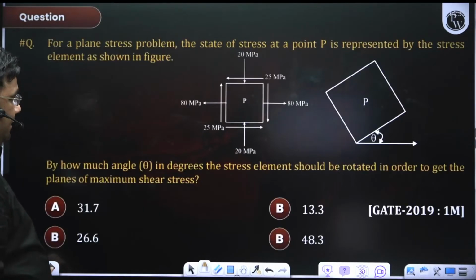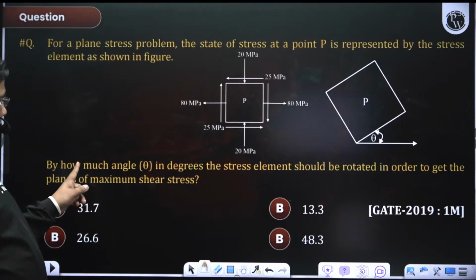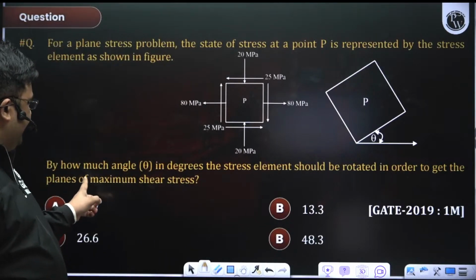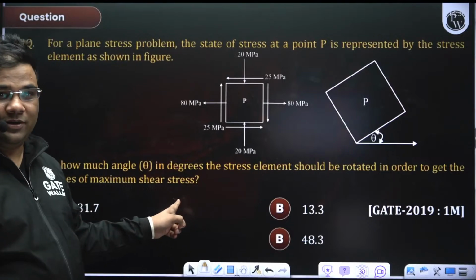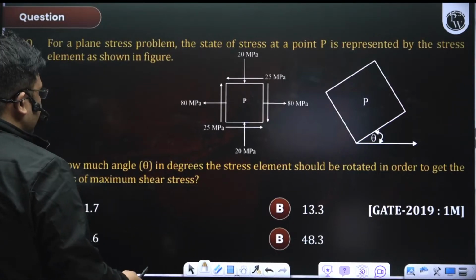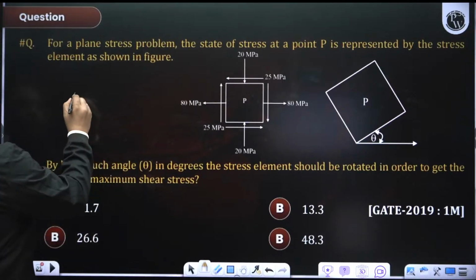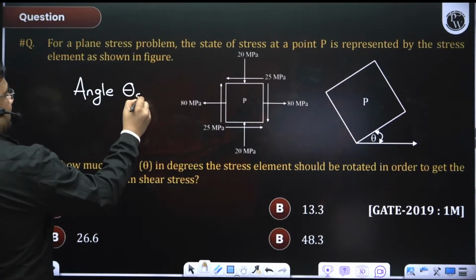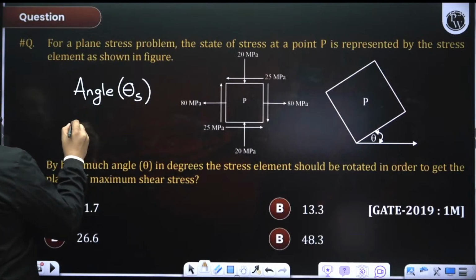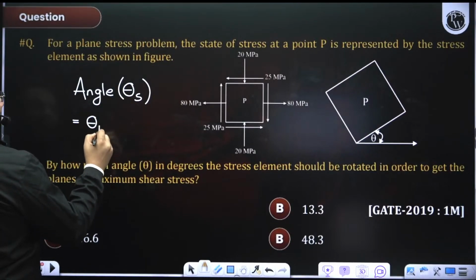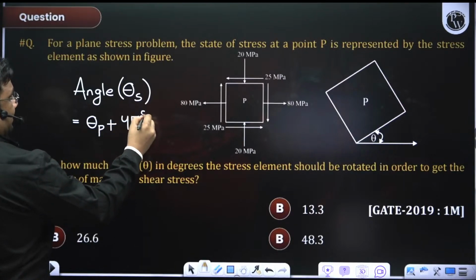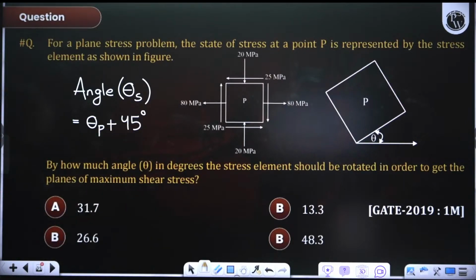Now another interesting question we will solve. This is for the angle in degrees for finding the plane of maximum shear stress. This is the angle theta s they are asking. Yesterday, for those who attended the session, I told that theta s is theta p plus 45 degree.